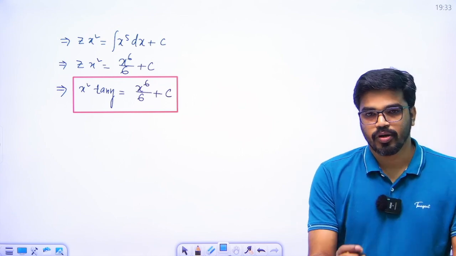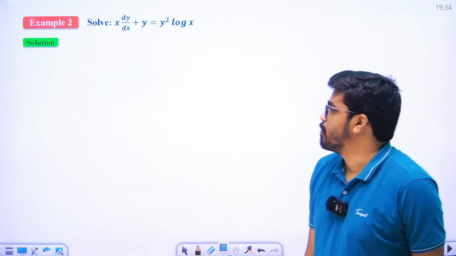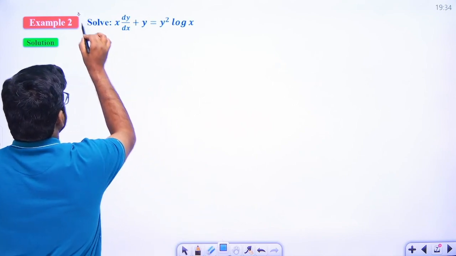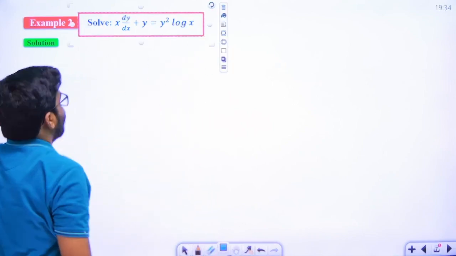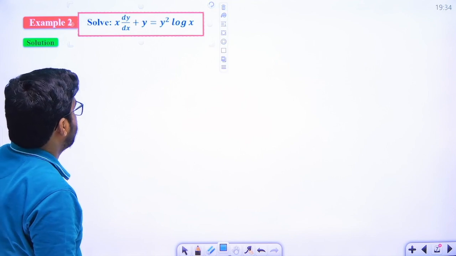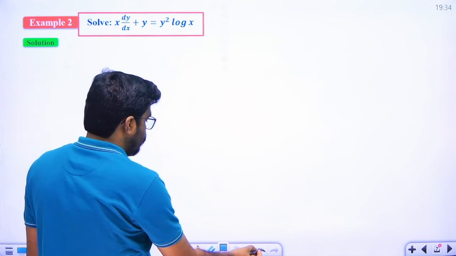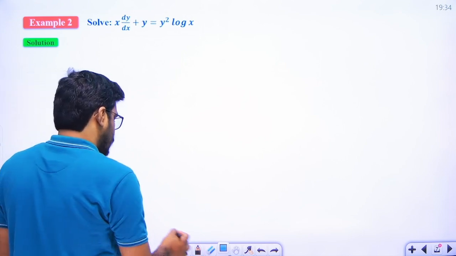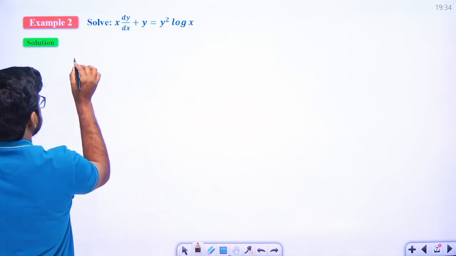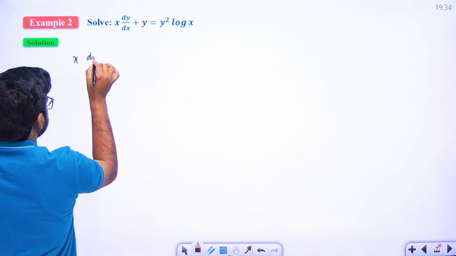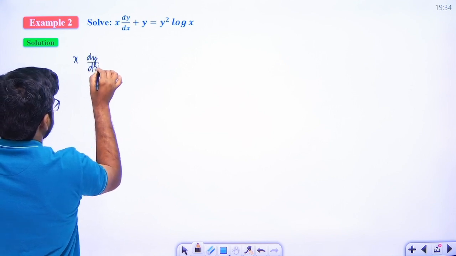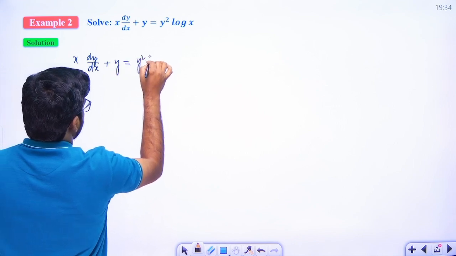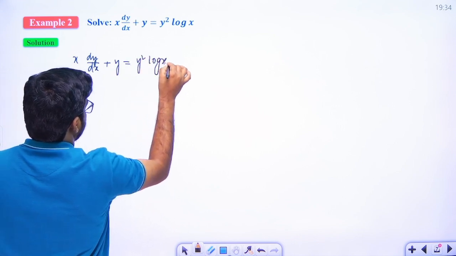Okay, so let us consider a next example. So note this problem. Solve x dy dx plus y is equal to y square log x. Right? So what is given? Here the given differential equation is x dy dx plus y is equal to y square log x.